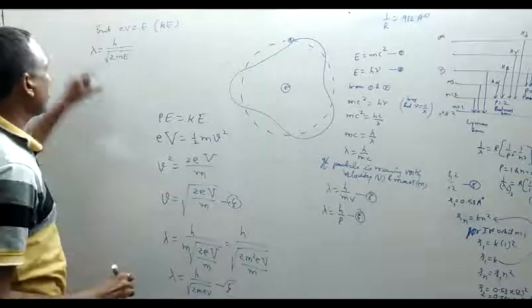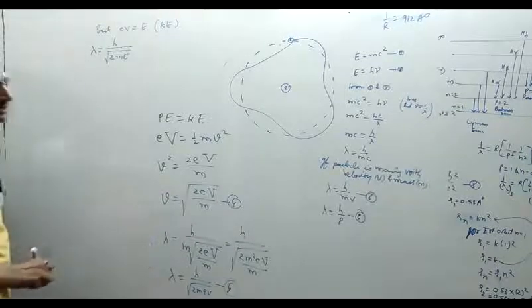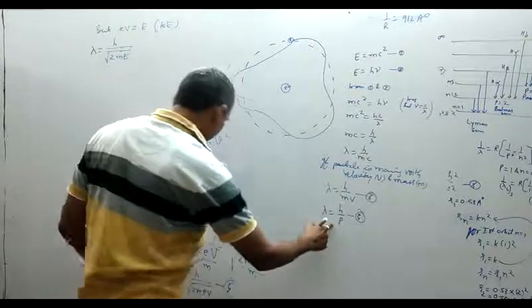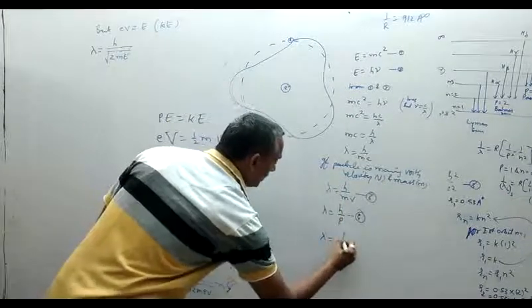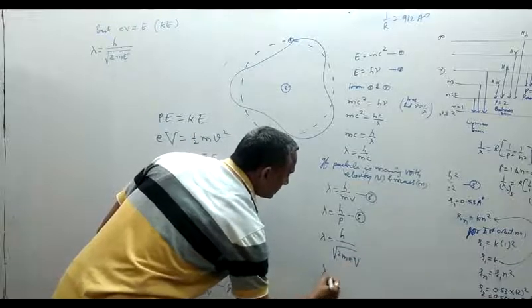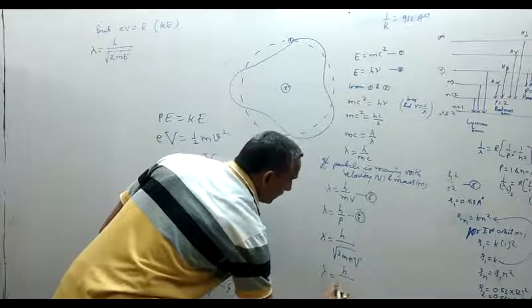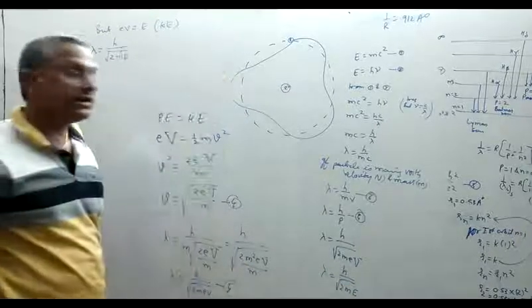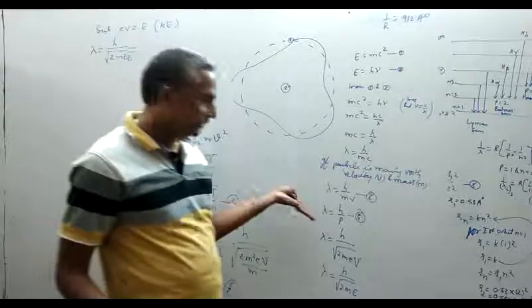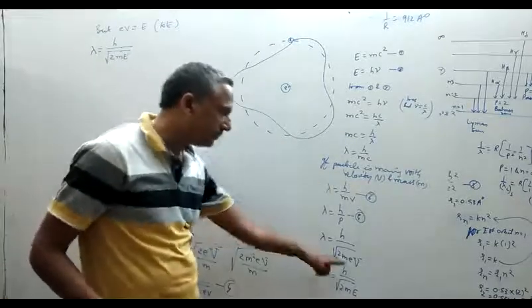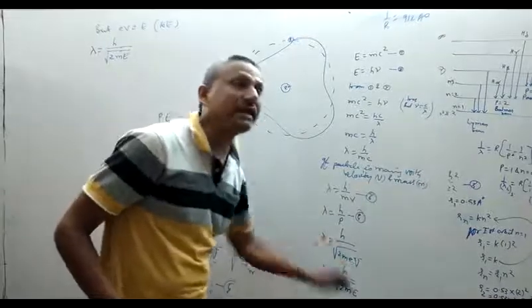So in this way, these are the different formulas for the de Broglie wavelength. That is, lambda is equal to h upon mv, lambda is equal to h upon p, lambda is equal to h upon under root of twice m eV, lambda is equal to h upon under root of twice m E. So these are the different forms of the de Broglie wavelength in terms of velocity, in terms of momentum, in terms of potential difference, in terms of kinetic energy.